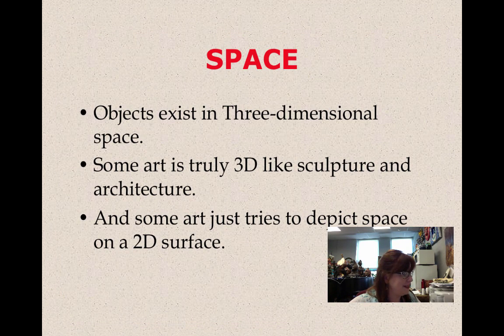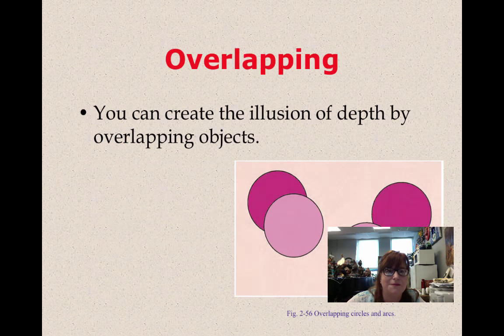Okay, next element is space. We're getting there. We're almost done. So space talks about how objects exist in three-dimensional space. And as we've seen, some art is truly three-dimensional, like sculpture and architecture, and then some art is just trying to depict space on a two-dimensional surface.